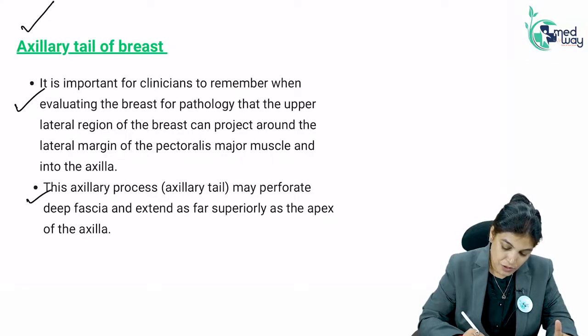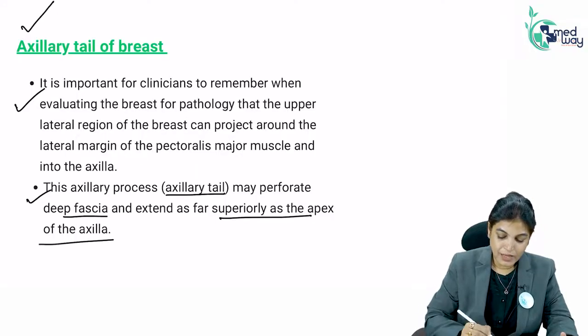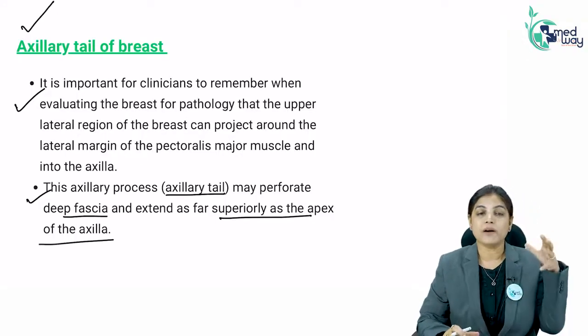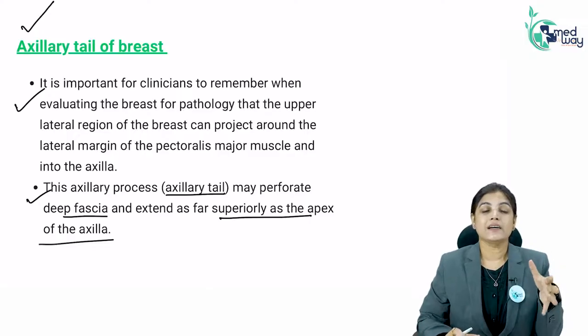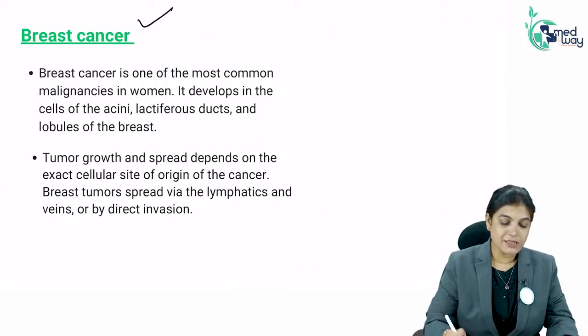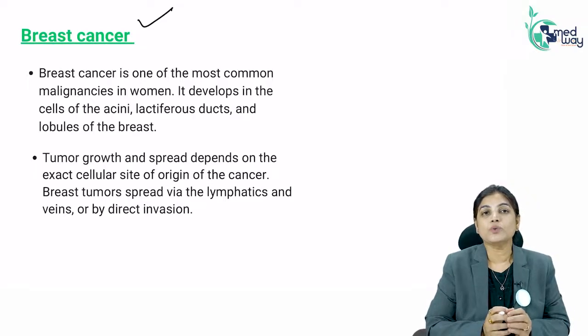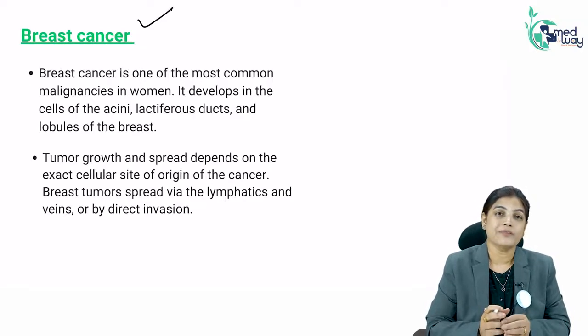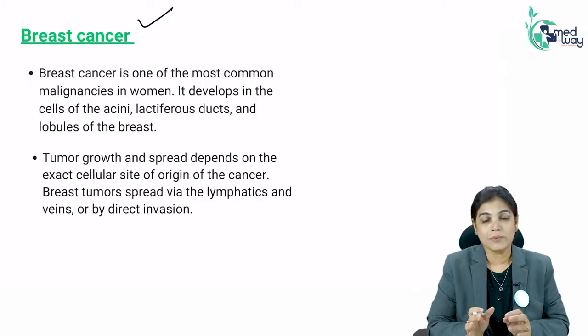So the axillary process is called the axillary tail, which will perforate the deep fascia and extend into the axilla. That perforation of the deep fascia is the foramen of Langer. The other important clinical aspect is breast cancer. It is very important to know the axillary group or other groups of lymphatics which have been involved for staging the breast cancer.